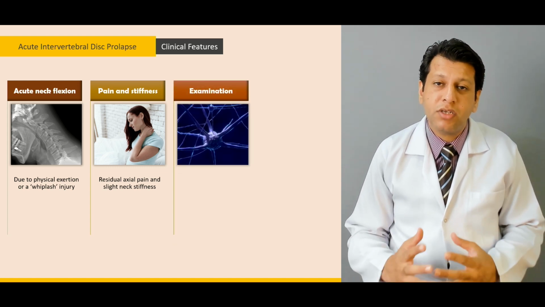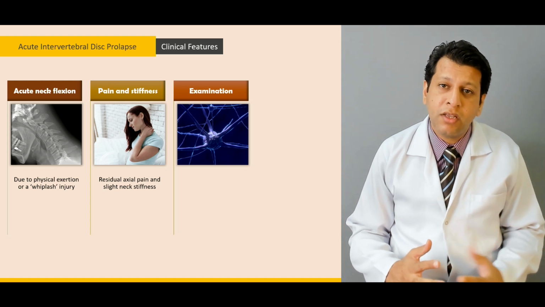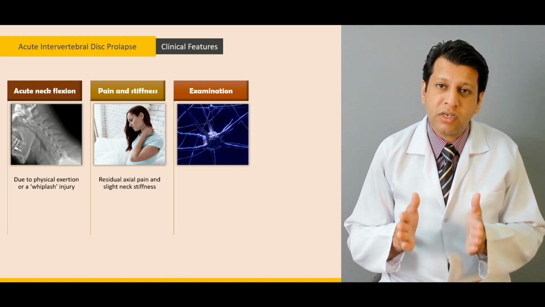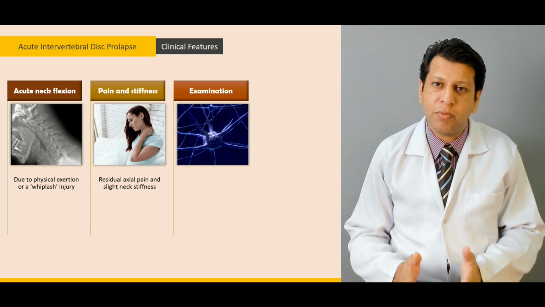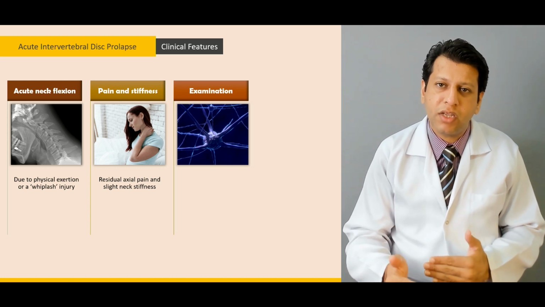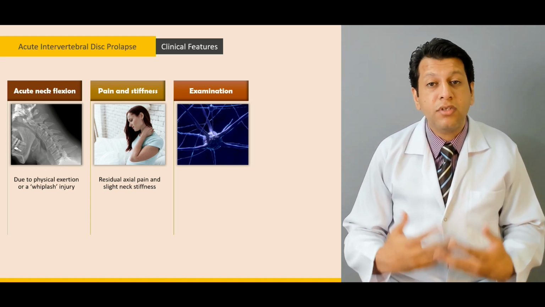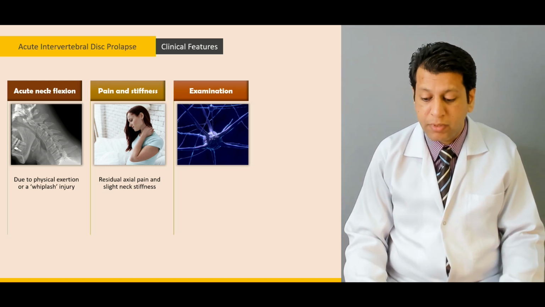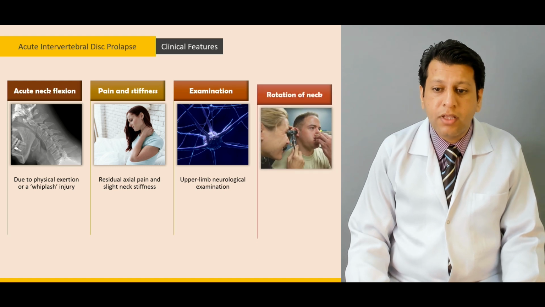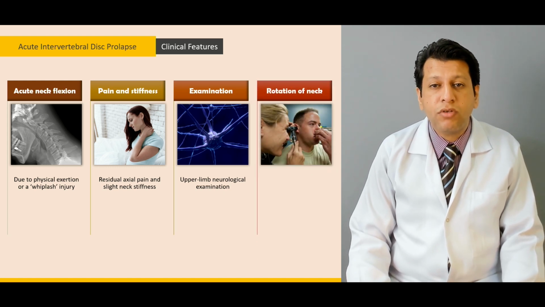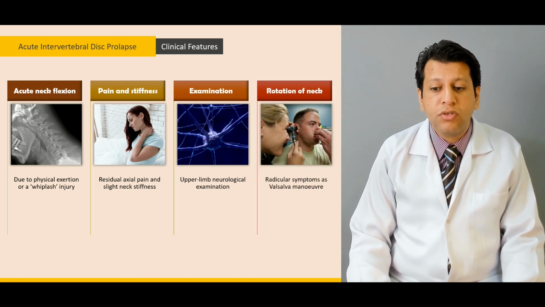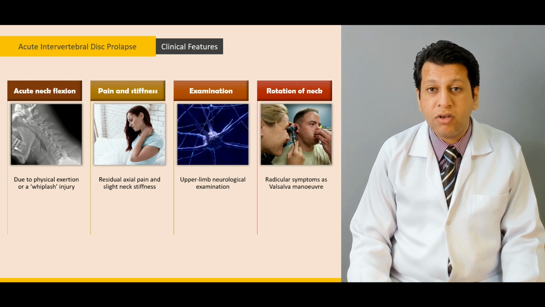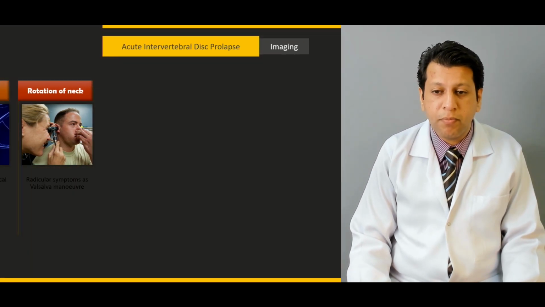On examination, we may have to go for the Spurling sign, which will elicit whether there's isolated myofascial spasm, or actually involving the radiculopathy, or whether this has gone beyond the radiculopathy, eventually leading to myelopathic symptoms. And sometimes we have to check for the rotation of the neck as well, just to rule out whether it's associated with radiculopathy or myelopathy.